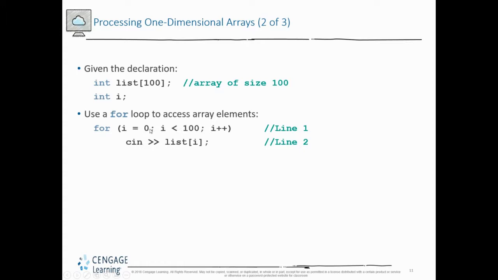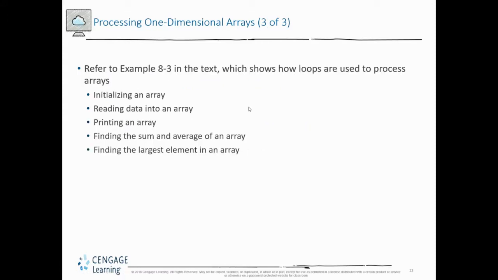So anyway, we're starting at 0. We're going to less than 100. There are the two. Remember, you need semicolons. And then the last one is just your incrementation, because you want to go to the next value. And see here, it's cin. So in other words, the user is going to tell us these 100 numbers. So he or she is literally inputting 100 numbers. Okay, so that is the way that's done. Refer to example 8.3 in the text, which shows how loops are used to process arrays.